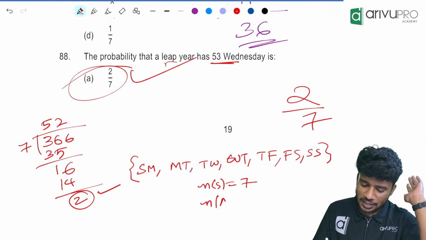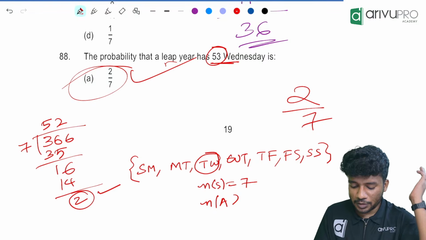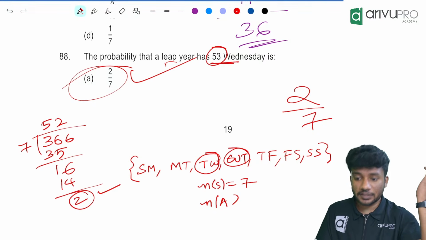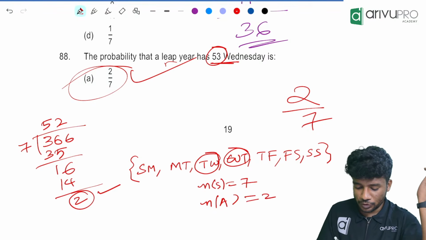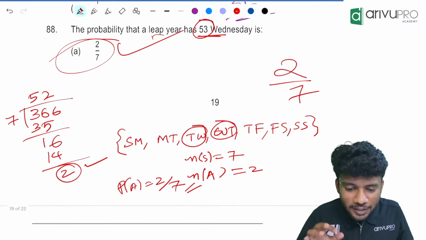Then N of E is how much? They are asking for 53 Wednesdays. What are the possibilities? It can be Tuesday Wednesday or Wednesday Thursday. That means N of A is equal to 2. Then P of A is how much? 2 by 7. That's the logic. Okay. Yes. I hope that you got it.